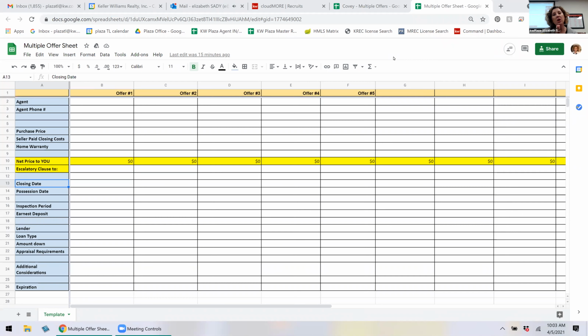I wanted to share with you guys multiple offers and a great template that I used to run through this with clients. I found that putting it in a template form like this, and I am big on my Google Sheets, served many purposes and was very helpful for a number of reasons.